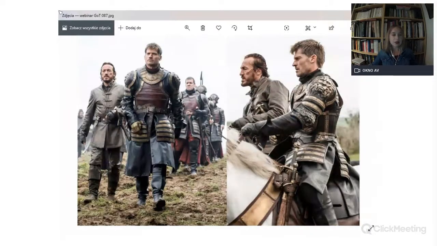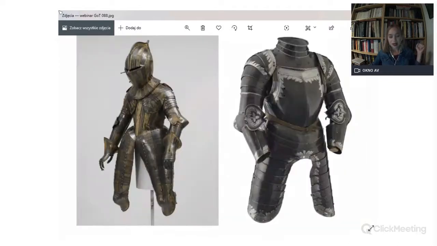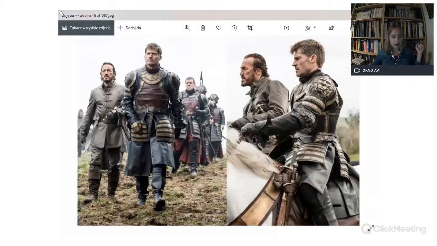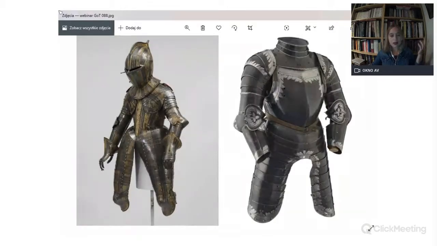And we can see that, for example, Jaime Lannister wears this kind of armor instead of a general one or a Kingsguard one when he wants to show himself as a member of the Lannister family, not a man of the Kingsguard. This kind of leg cover, a very light one that we can see here and that looks a bit similar to the Japanese one, was a part of light armor used especially in the 17th century.